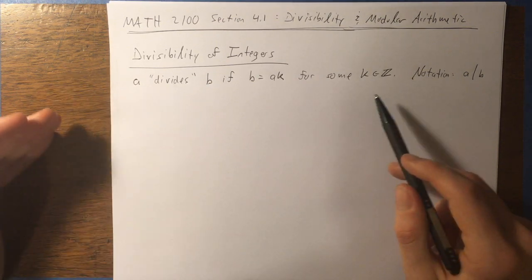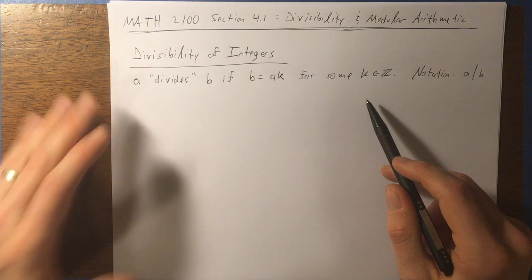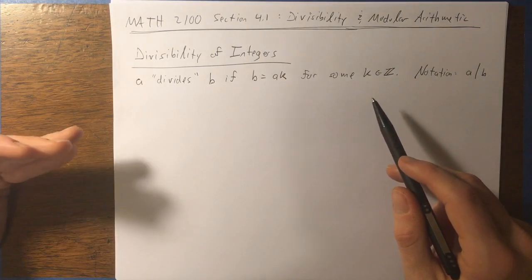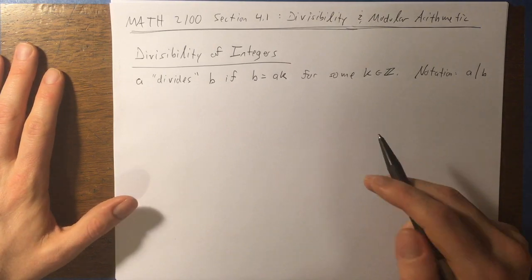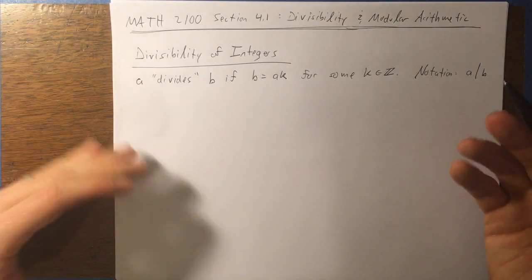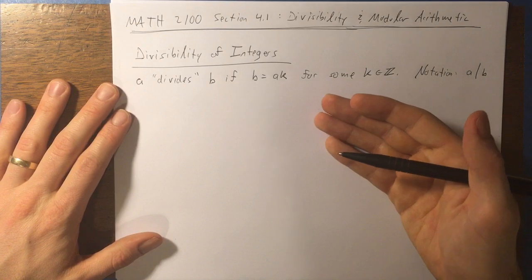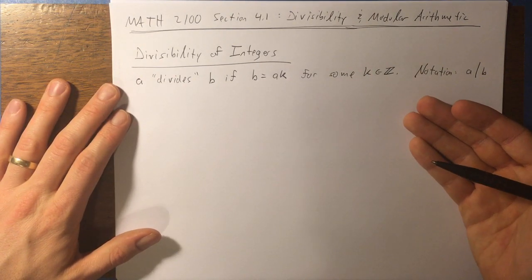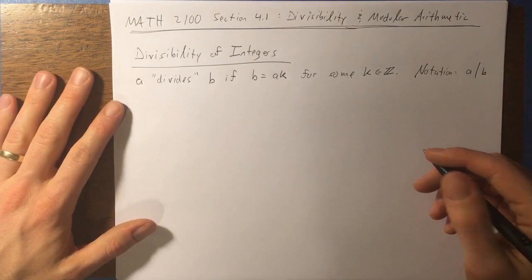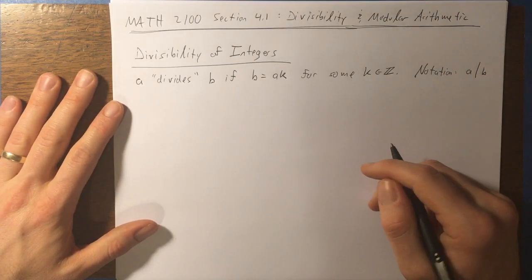Now, this might sound kind of familiar because this is essentially an extension of the definition of an even number that we talked about way back in chapter 1. We introduced this idea that an even number is a multiple of 2. So in terms of divisibility, you could say an even number is one for which 2 divides that number. Okay, 2 divides any even number.